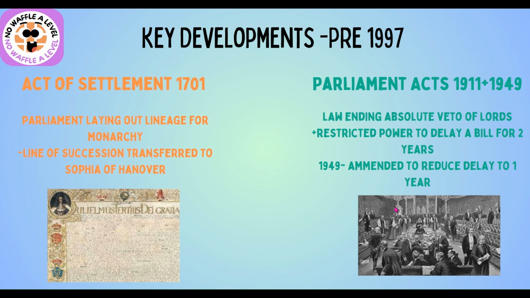Two more developments. We have the Act of Settlement in 1701. So Parliament are actually having a role in laying out the lineage for the monarchy and transferring the line of succession to Sophia of Hanover. And then fast forward about 200 years, we have the Parliament Acts of 1911 and 1949. The 1911 Act ended the absolute veto of the House of Lords and restricted the power to delay a bill for 2 years. And in 1949, this was amended to reduce the delay to 1 year instead of two.